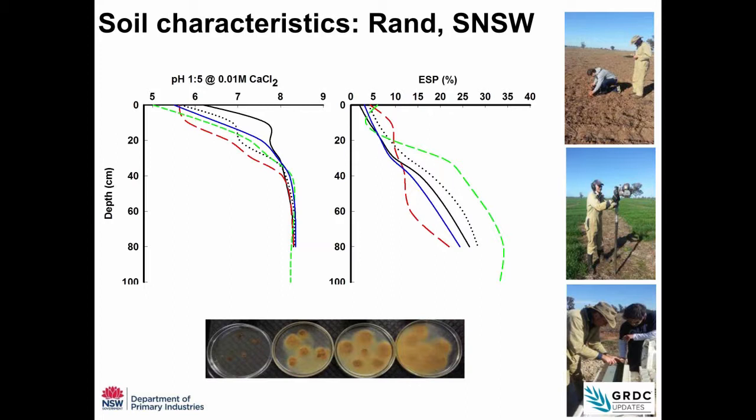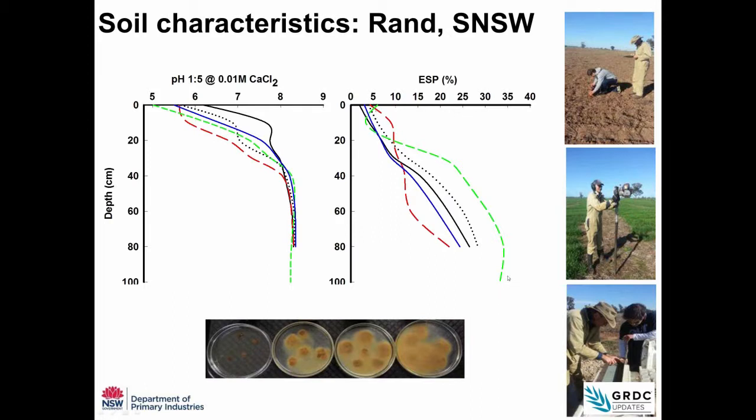One of the experiments that we have had in the last 2 years is in Rand, near Lockhart in southern New South Wales, and these two graphs are just representing the soil characteristics. It has a fairly acidic topsoil with increasing pH in the subsoil, and ESP, which is the index for your exchangeable sodium percentage and shows how sodic your soil is, increases from anything 5 to 6% in the topsoil to over 10 to 30% in the subsoil.